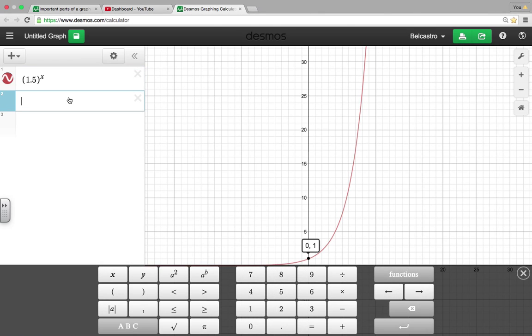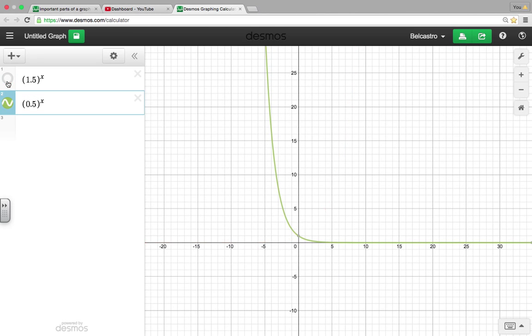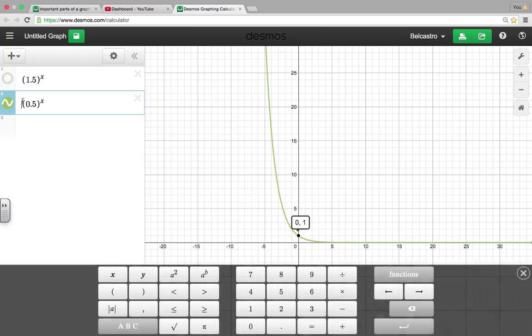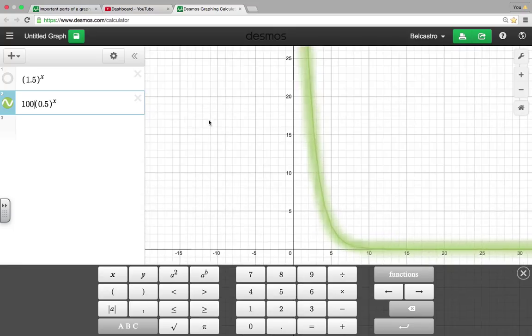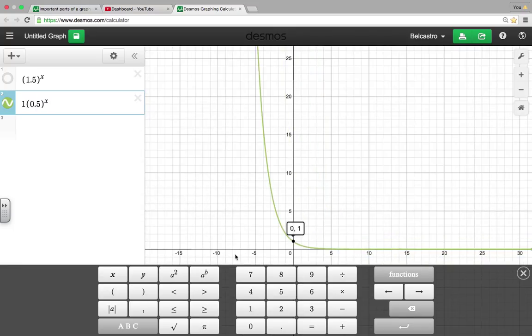Our decay, we had 0.5 to the power of x, and it's the complete opposite. I'll turn the red one off. From left to right, our a value is 1 right now. If I made it 100 and we zoomed out, the a value, the y-intercept, would be 100, but 1 is usually a little easier to look at. Our y-intercept is 1, and then from there it constantly gets smaller and smaller than 1, but never actually touches 0. It just gets smaller and smaller.